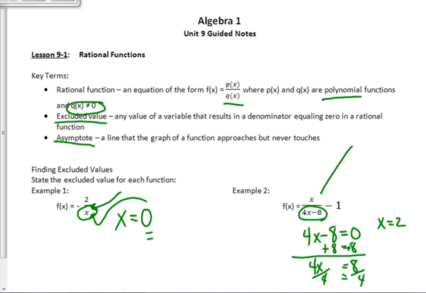So what this is telling us is that you cannot put in 2 for x. The reason why: 4 times 2 minus 8. When we do this, we'd have 8 minus 8, which would give us 0. We cannot divide by 0 in this problem. So that's basically what the excluded values are pointing out, what x cannot be, because the denominator would be 0.